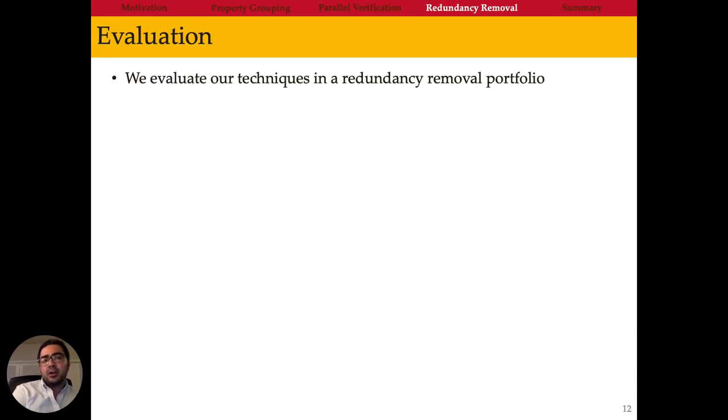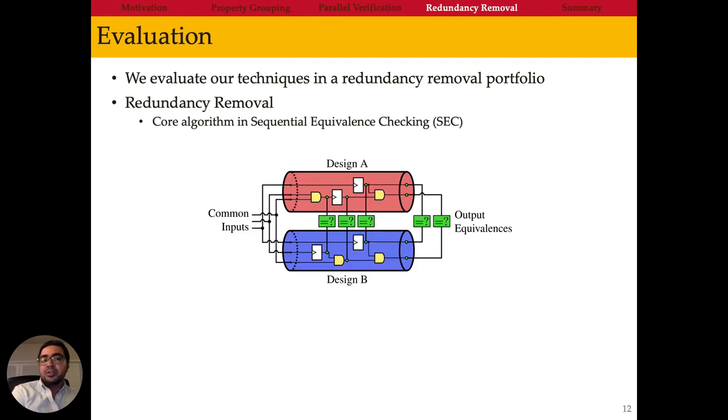So we evaluate our proposed techniques in a redundancy removal portfolio. Redundancy removal is a core algorithm for sequential equivalence checking and reduces the composite model by identifying equivalences between intermediate design points. Each equivalence is a property, and a typical redundancy removal task often has thousands of properties that have to be proven.